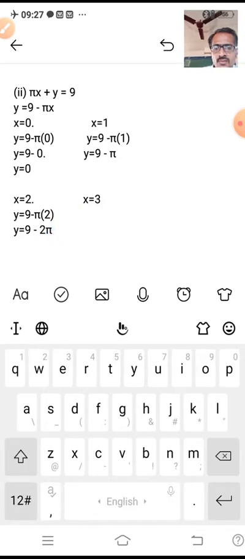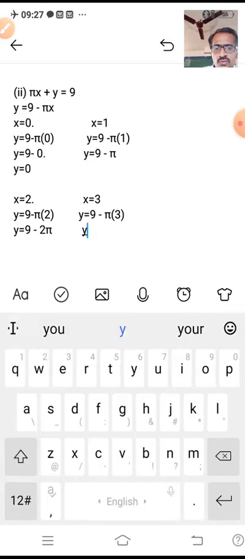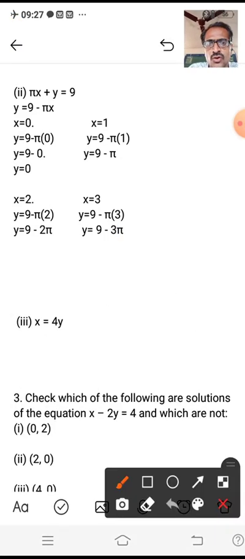So here we'll have y equals 9 minus, instead of x what we are going to write? 3. So we'll have y equals 9 minus pi into 3, which will be 3 pi. Again we cannot subtract 3 pi from 9. So here the sum is over. Now we have 4 solutions. Let us write all these 4 solutions.